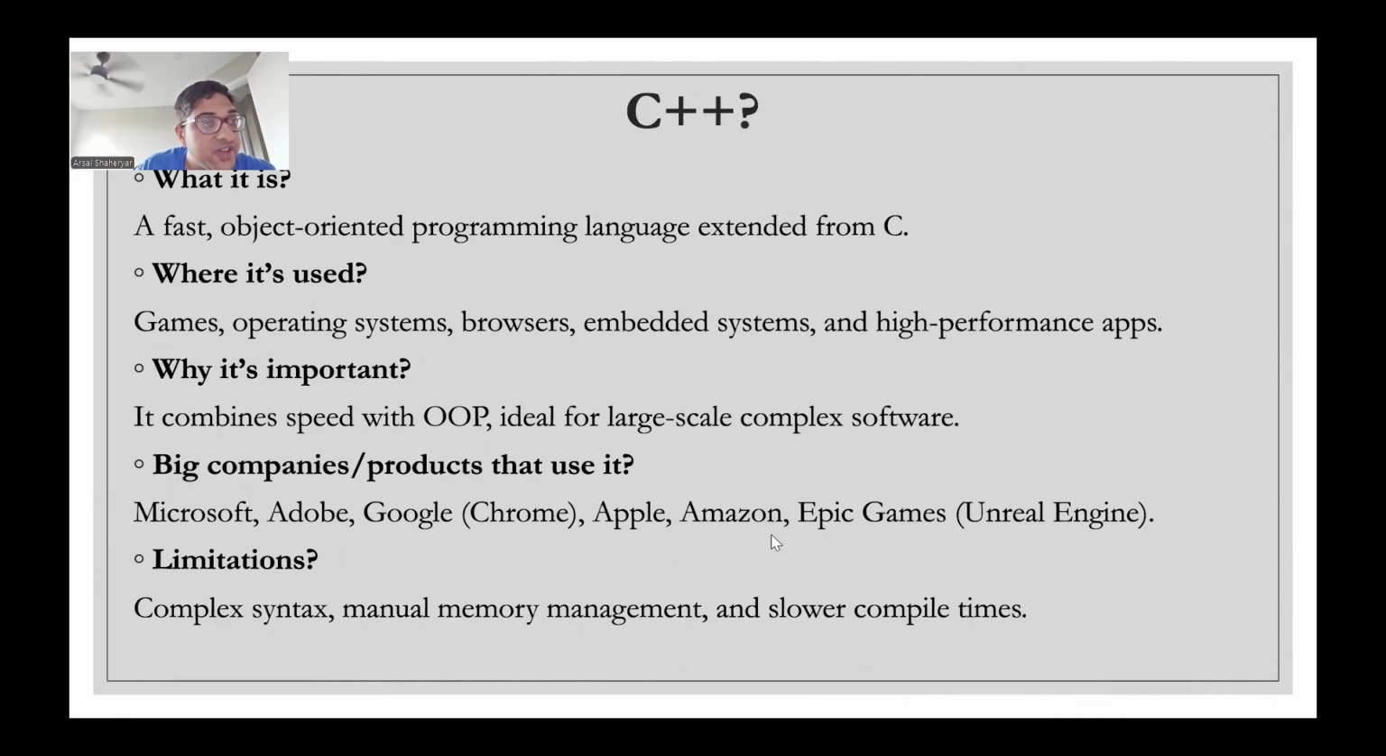C++. It's a fast object-oriented programming language extended from C. Games, operating systems, browsers, embedded systems, and high performance apps use it. It combines speed with OOP, ideal for large-scale complex software.